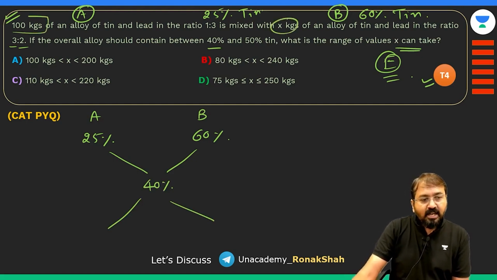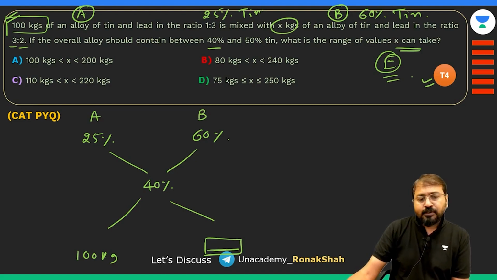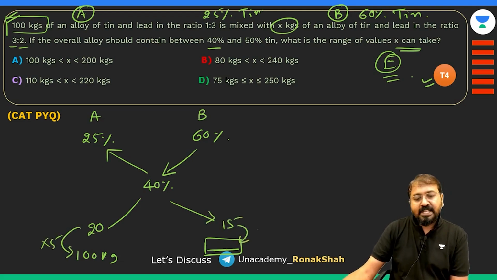So guys, we are taking 100 kg of A. Remember that, and we need to find out what weight we can take over here. So first of all, let's solve this by rule of alligation. 60 minus 40 is 20, and 40 minus 25 is 15. So instead of 20, we have 100 kg. So can I say instead of 15, we should have 75 kg over here. So the minimum weight of tin can be 75 kgs.